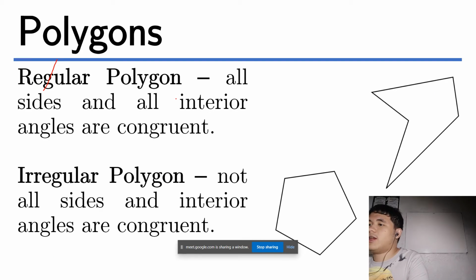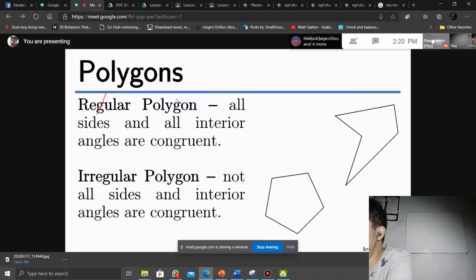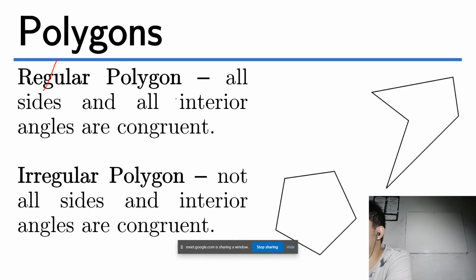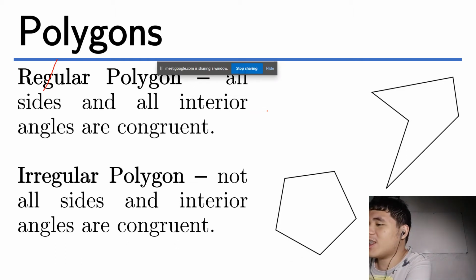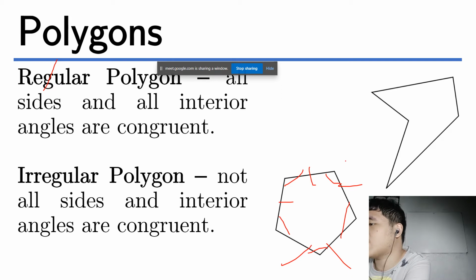Regular polygon, all the sides and all the interior angles of the polygon are congruent, no? And if irregular naman, not all sides and interior angles are congruent. O yan, no? Example, ito, pareho sila ng side measure and pareho sila ng measure na interior angle. Ang tawag dyan ay regular pentagon kasi 5 sides. Ito naman, irregular pentagon kasi hindi sila pareho na side measures lahat. Then, yan, hindi sila pare-pareho ng angle measure.